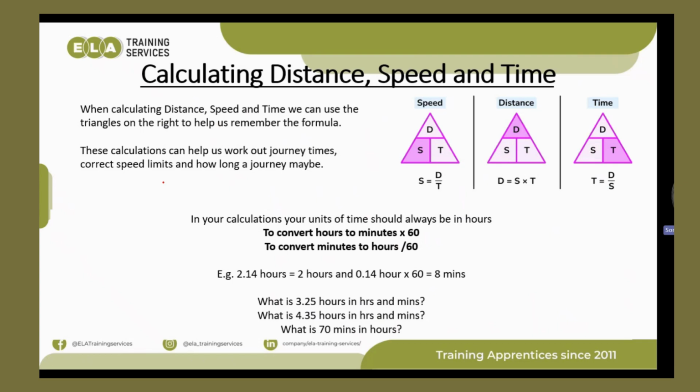In your calculations, however, your units of time should always be in hours. So to convert hours to minutes, we multiply by 60, and to convert minutes to hours, we divide by 60.